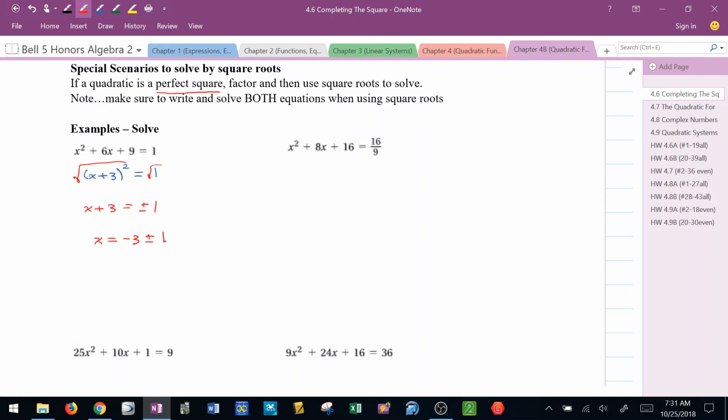This is really combining of like terms, if you will. In other words, I know that the 2 answers, we still have to go one more step. I have negative 3 plus 1, which would be negative 2, and negative 3 minus 1, which would be negative 4. These are the solutions to that quadratic. In other words, these are the 2 locations where that's going to go through the x-axis.